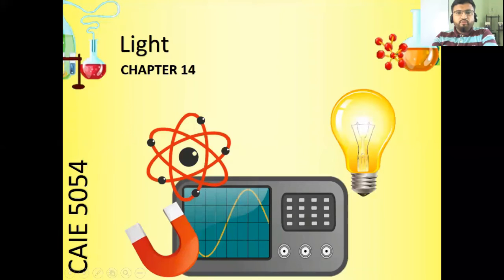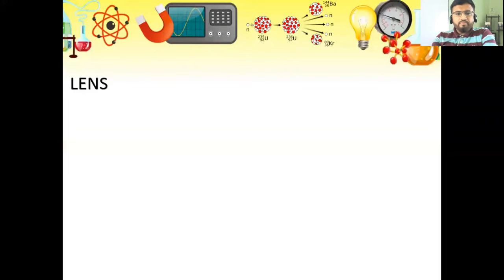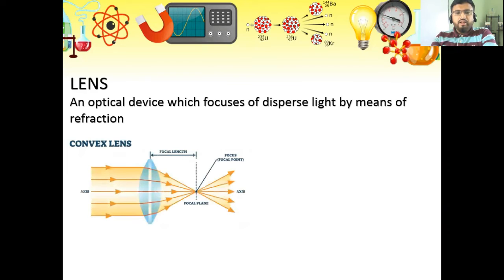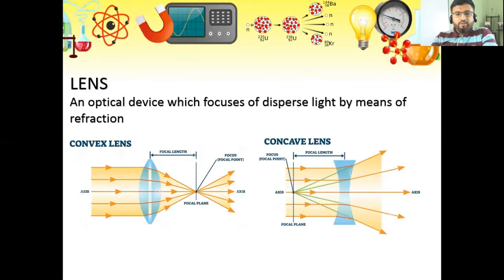In this video, we are going to discuss lenses. How do we define a lens, by the way? A lens is an optical device which focuses or disperses light by means of refraction. There are two types of lenses. One is the convex lens. It is also known as a converging lens because it causes the light to be focused on a single point. The second is known as a diverging lens or concave lens because it spreads the light when it passes through it.